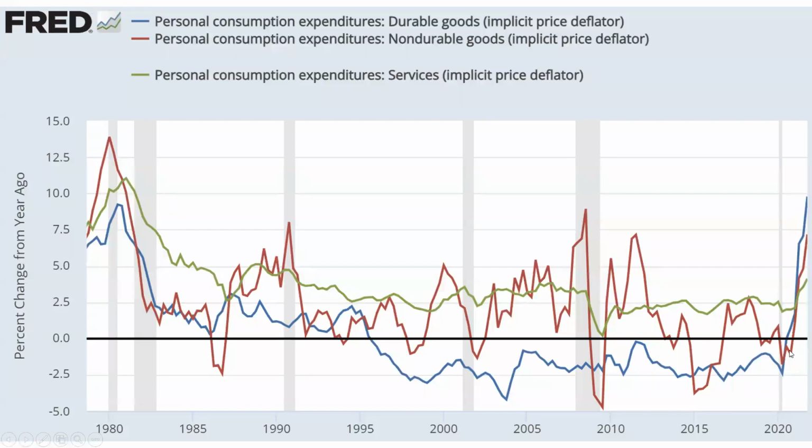But then you've now had the non-durable goods, and you've also had the services that have started inflating. And that sort of puts another nail in the coffin of saying, well, there's a little bit too much inflation going on right now. And I'll pause there if there's any questions.